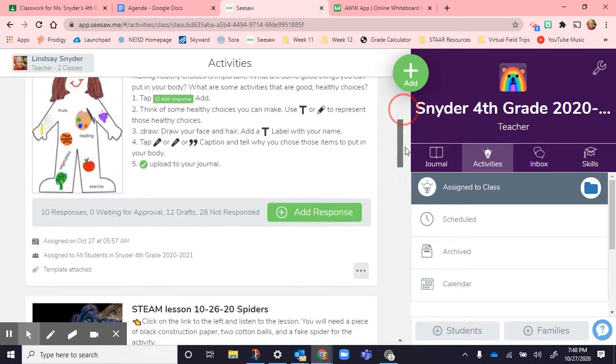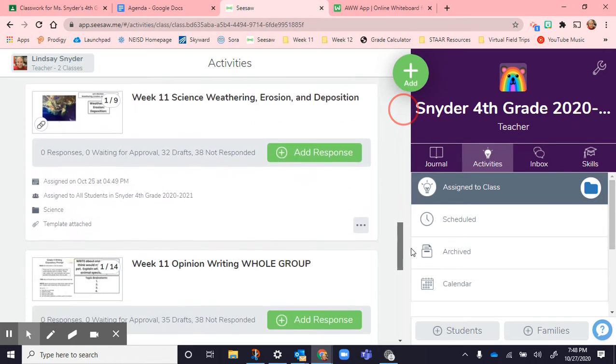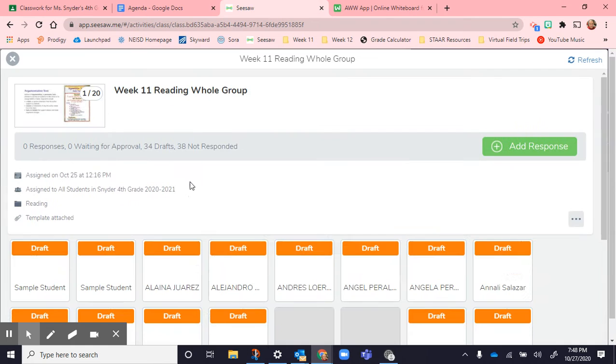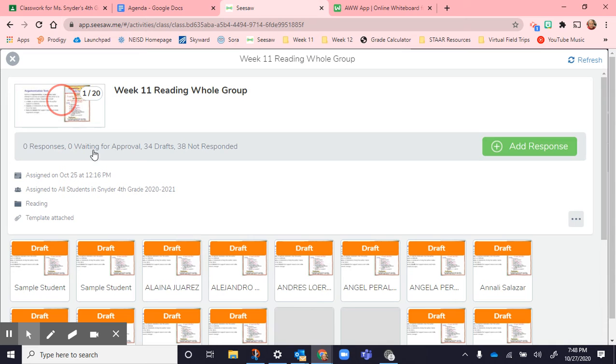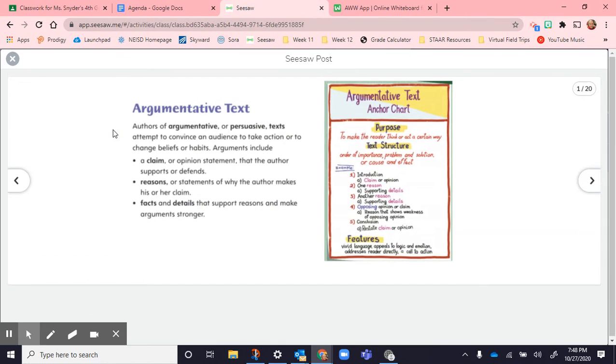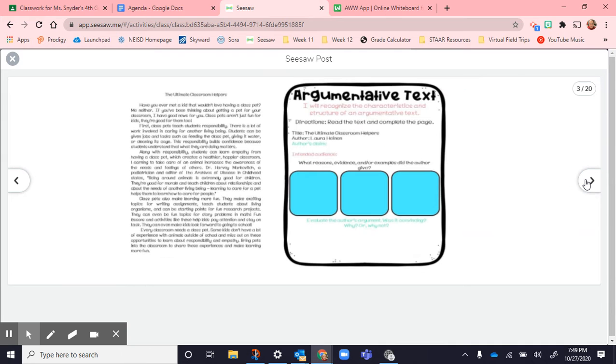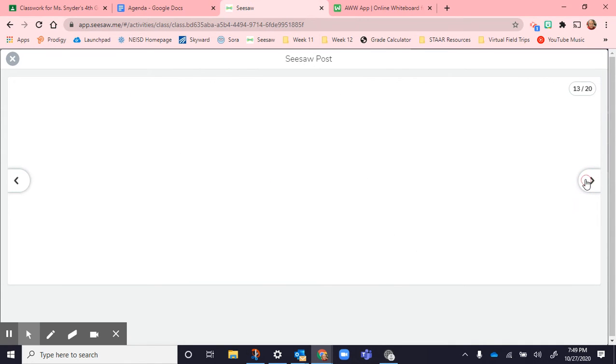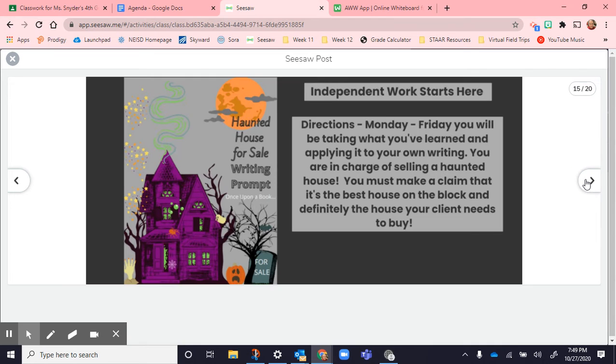All right, in reading. All right, let me open that back up. Or here, I'll just open this. All right, so we've been learning about the structure. So I said this week we're going to take everything that we're learning and apply it to our own writing, because this is the type of writing that we've been practicing.